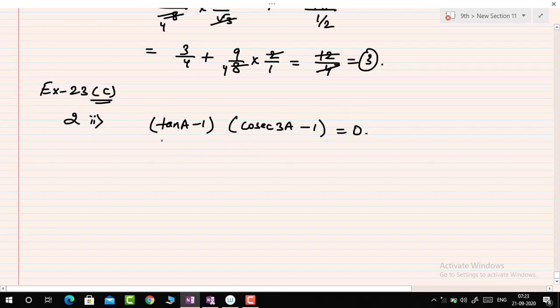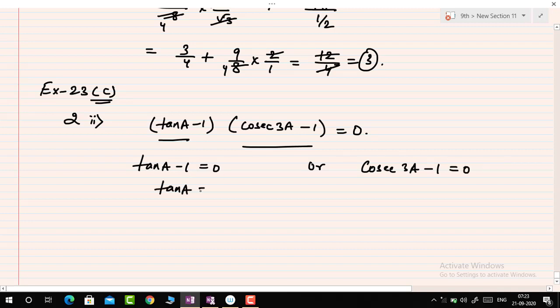If the product of two expressions is equal to 0, then either one expression or both expressions are equal to 0, and only then can the product be 0. That means tan A minus 1 is equal to 0 or cosec 3A minus 1 is equal to 0. So from here we can write tan A is equal to 1, and we know that tan 45 is equal to 1, so in place of 1 we can write tan 45. On comparing, we can say A is equal to 45 degrees.